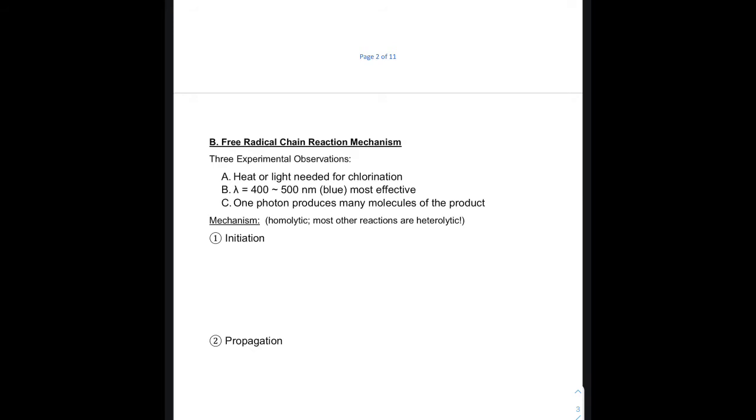Okay, so first, to think about the explanation that heat or light is needed, that might be explained by the initiation step in the mechanism, and this happens to explain observations A and B, in that the chlorine bond has such an energy level that it sort of resonates with blue light.